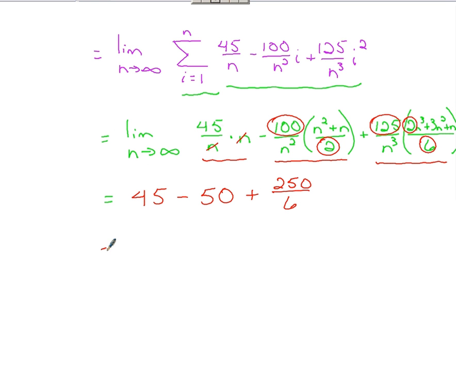But now if I go ahead and add everything up and maybe round off to 3 decimal places, I get my final answer for the exact area here using the limit of a Riemann sum.